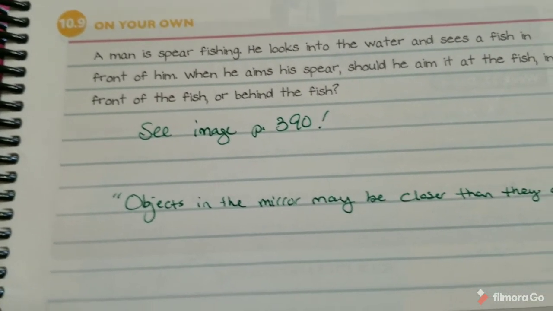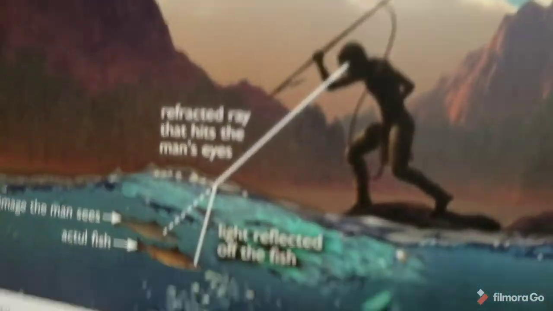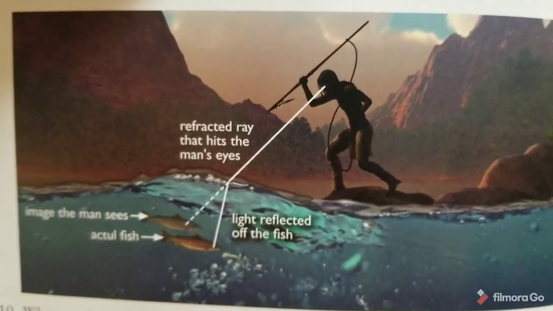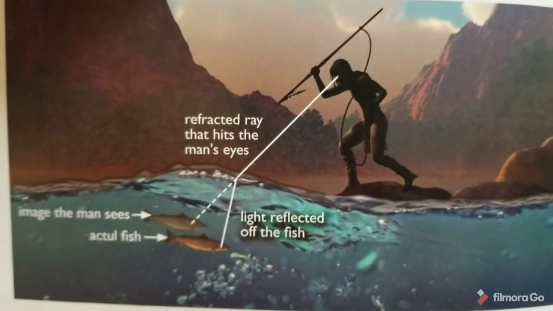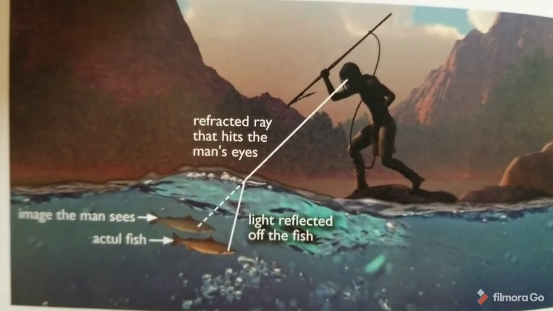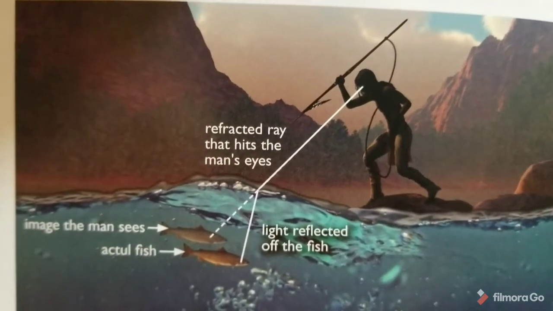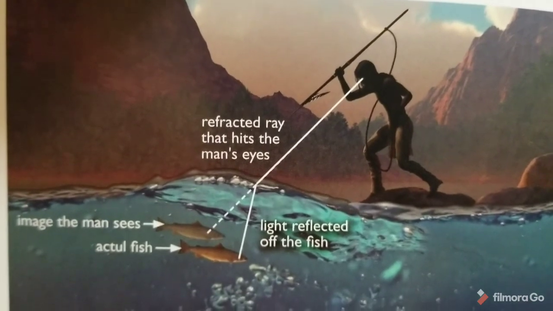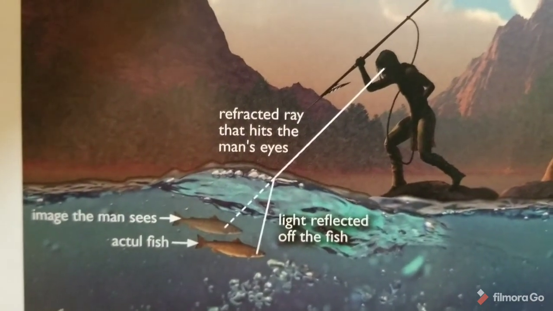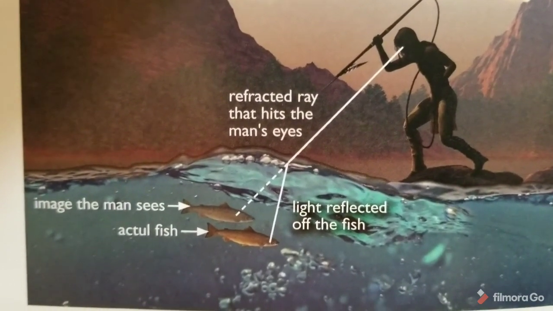I had 390, not 380. My goodness. Let me see if I can find this picture here. Here we go. All right. There he is. All of his reflection. Oh, so many things that we're going over right now. Okay, so you can see where he sees the fish. There's the actual fish. They spelled actual wrong. And there, should he spear at the fish, in front of the fish, or behind the fish that he sees, where the dotted line is? Well, obviously, based on this picture, the actual fish is in front of the image he sees.